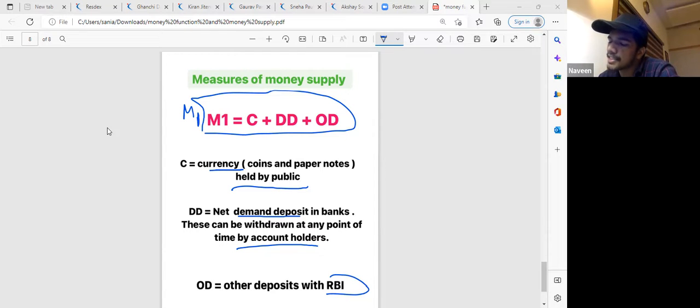M1 means money supply, right? And one is money supply.